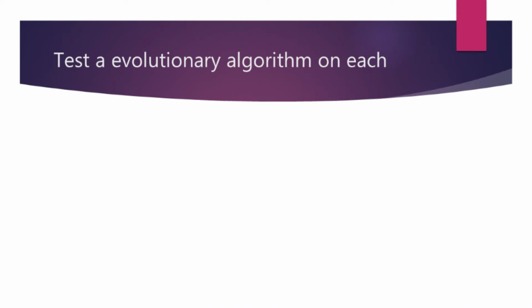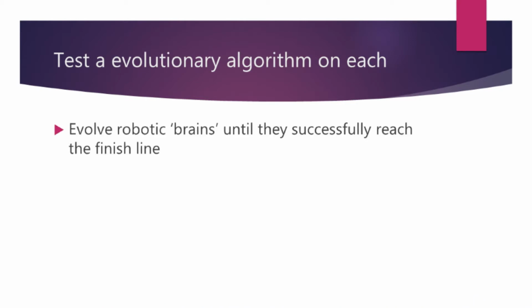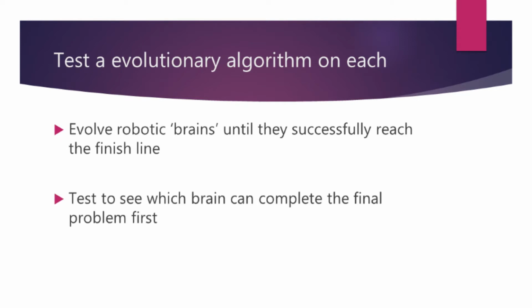We evolve separate robots on their respective fast or slow learning terrains. Once they reach the finish line, they are to be tested on the final problem terrain in a race to the top. The fastest one to the top shows which learning terrain is better.